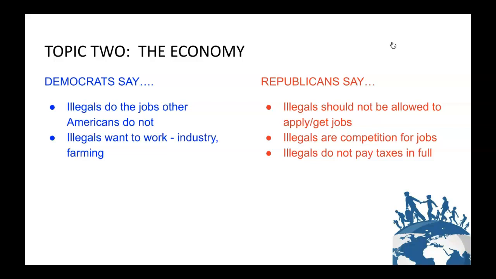Illegals are also competition for jobs, Republicans believe, and illegals do not pay taxes in full, so therefore shouldn't even be able to get jobs in the first place. In a sense, Republicans believe that illegal immigrants are skirting around the system.